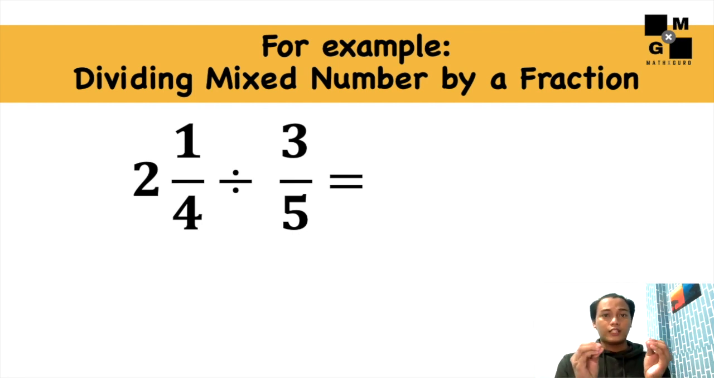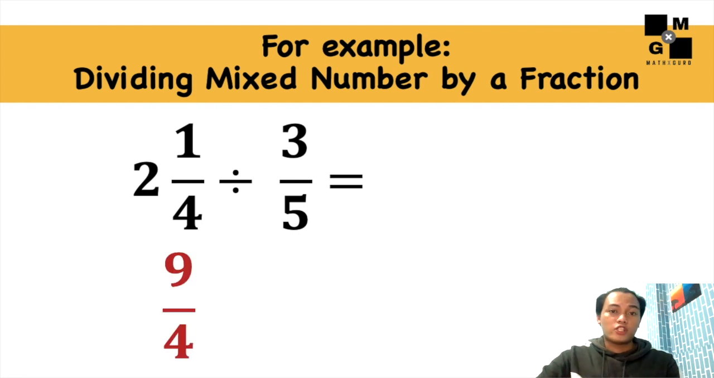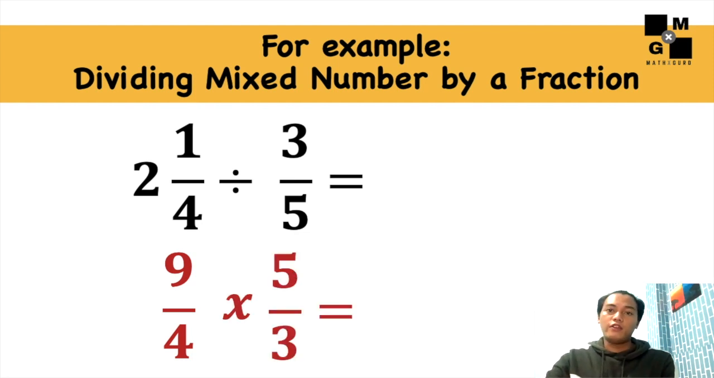Next, how about if we divide mixed number by a fraction? So, first thing that you need to do is to convert the mixed number into an improper fraction. So, 2 and 1/4 can be written as an improper fraction 9/4. So, that's it. And then, change divide to times. Flip 3/5. It will give you 5/3. And then, what you need to do now is to multiply.